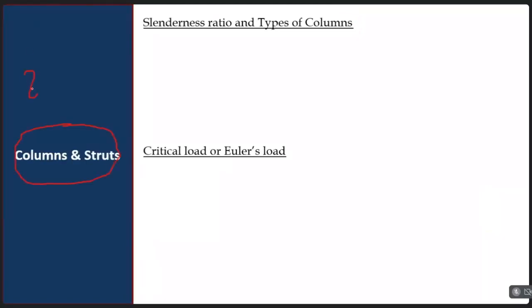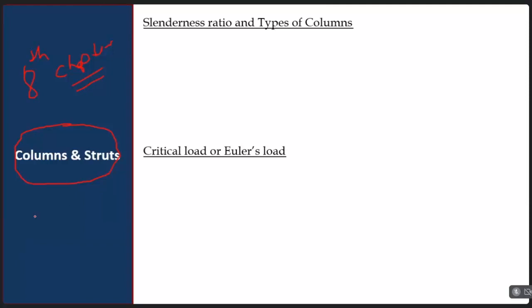Here we have the eighth chapter, column and strut. This chapter is not so important, there is no 100% guarantee of questions every year in the examination, but so many questions were already asked in the previous GATE examinations in the last 32 years, though not every year. So we should go for it. And what is the important thing for this chapter?